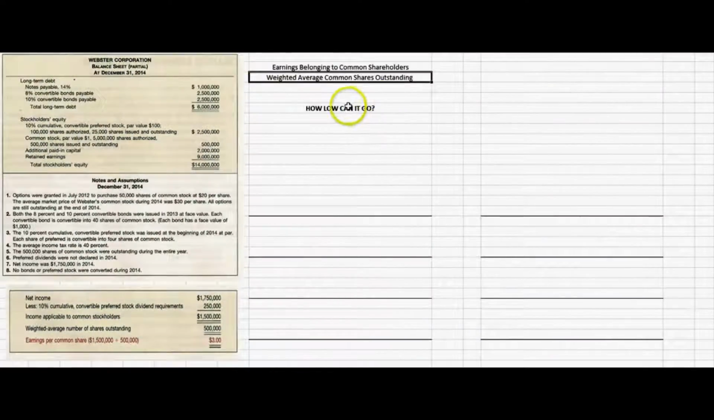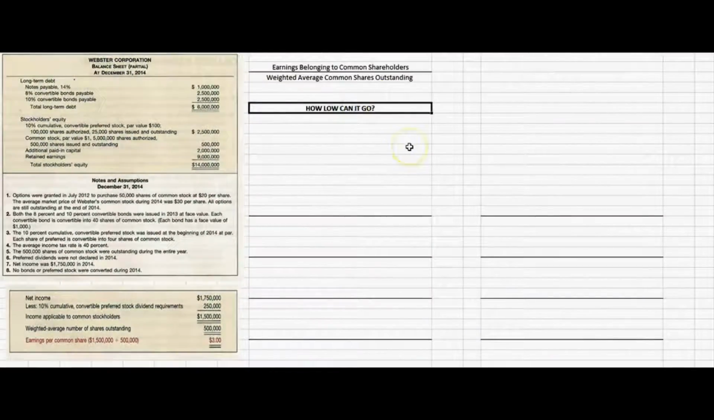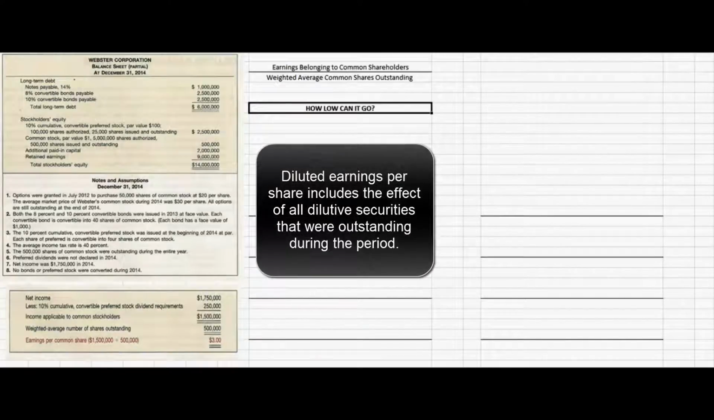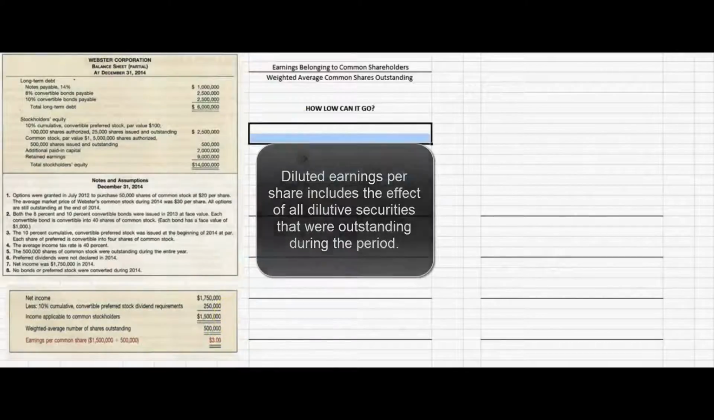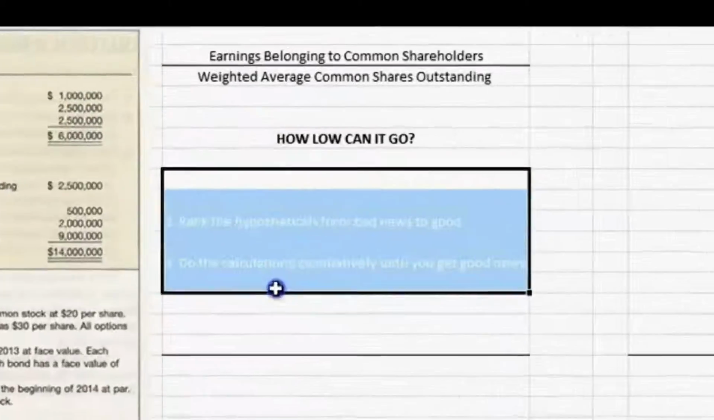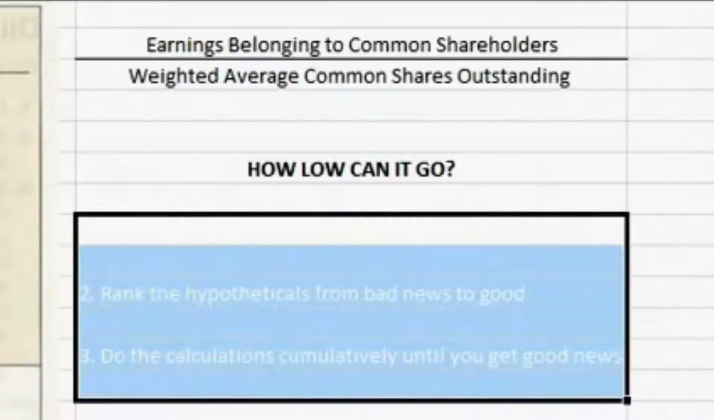The hard part is diluted earnings per share, or how low can it go? So if all the dilutive securities were exercised in the worst possible combination, how low could that $3 per share go? And what we're going to do is we're basically going to do 3 steps.